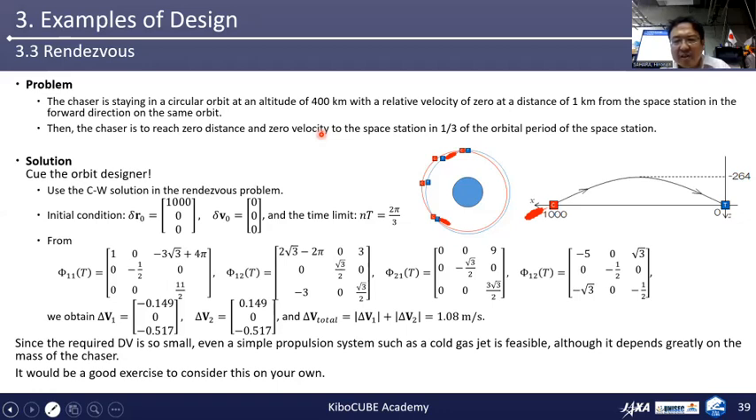Here, we consider a chaser stationary at an altitude of 400 kilometers in a circular orbit at a distance of 1 kilometer forward from the target, which meets the target in 1/3 of the orbital period. Then, the necessary velocity increments are delta V1 to start moving first and delta V2 to remain stationary at the target position. And the sum of these is 1.08 meters per second. The velocity increment depends on the time required to complete the rendezvous. And a shorter rendezvous time requires a larger velocity increment.